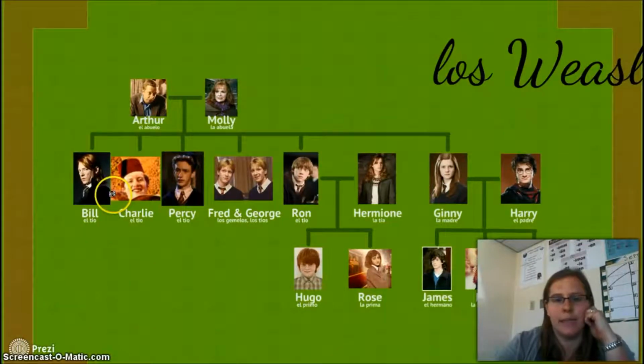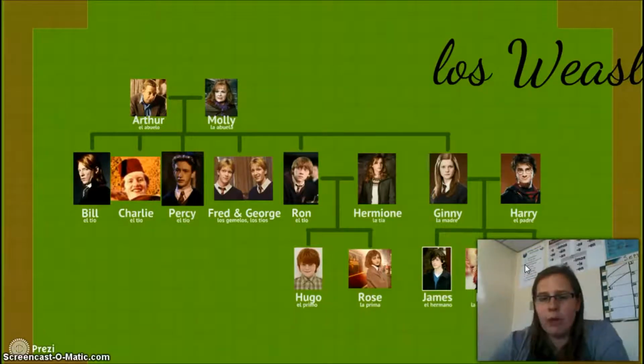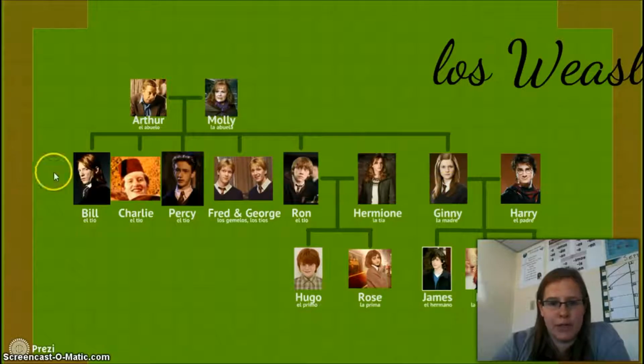Looking at los Weasley, we're going to start with Albus as the yo. So Albus has dos hermanos again, Lily and James. He's got his padres, Harry and Ginny. He's got a bunch of tíos and tías. So he's got Hermione and Ron are his tío and tía. And Fred and George are los tíos.